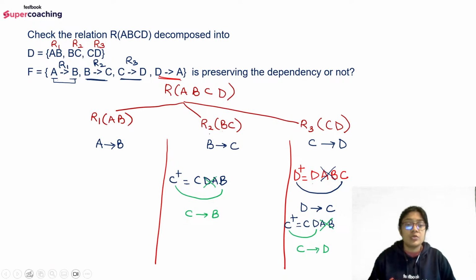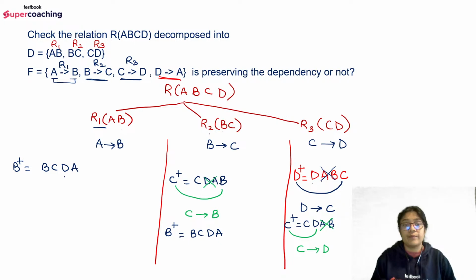Try finding out B closure. B closure is B, C, D, A. B closure आप इस सब रिलेशन में भी फाइंड कर सकते हो, because B is a part of sub relation R1. So this is B closure. B, C, D, A. Just keep the required elements. So A and B are a part of this sub relation. B and C are the part of this sub relation. So one dependency is coming up, that is B determines C. Here we are getting B determines A.